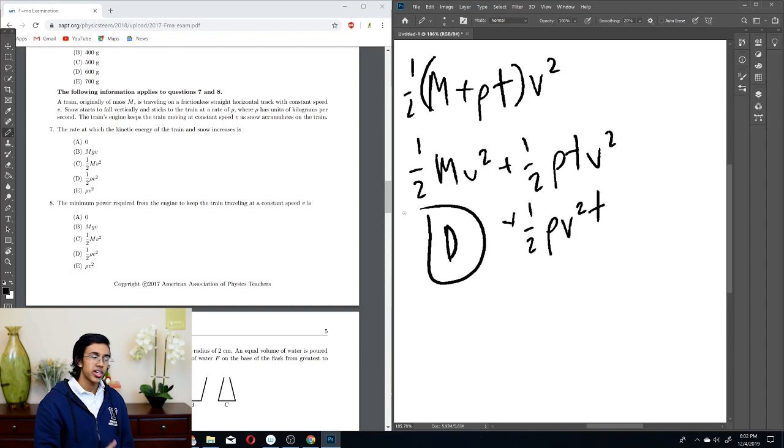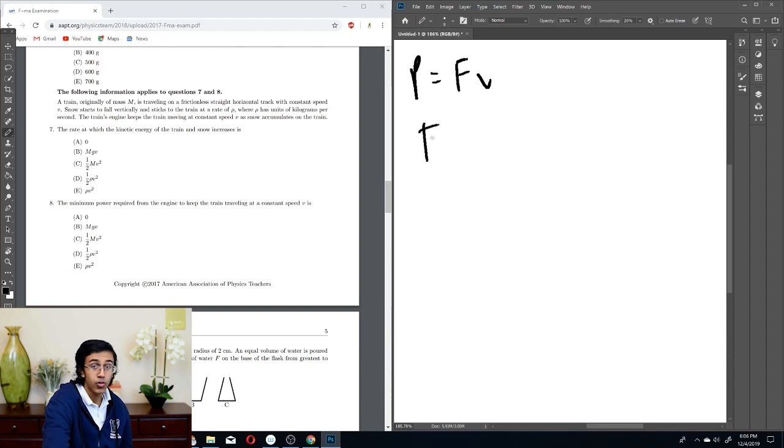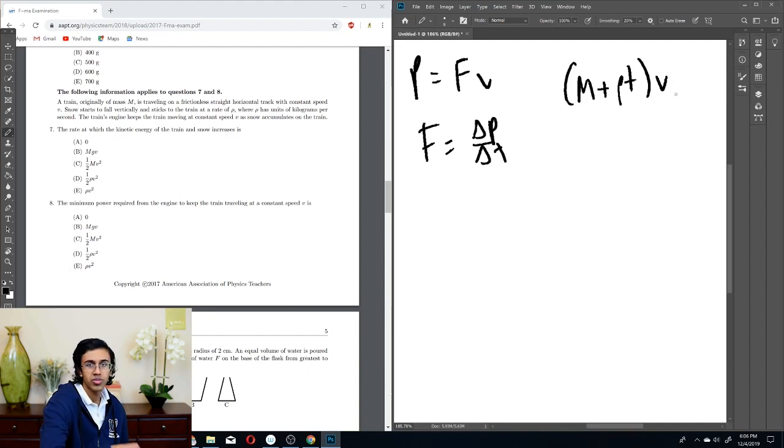Epic! Now it's asking us for the minimum power required by the engine to keep the train traveling at a constant speed v. For number 8, we had to use the equation power is equal to force times velocity, and force is just the rate of change of momentum. Our momentum is m plus rho t times v, so the rate of change of our momentum is just rho v, right?